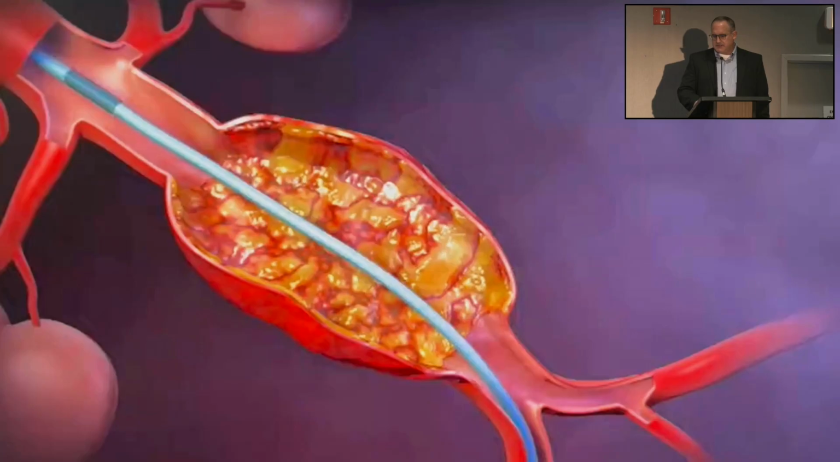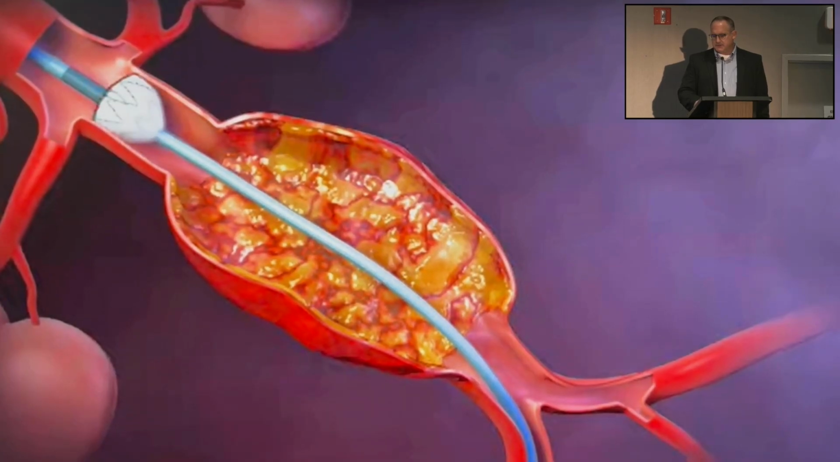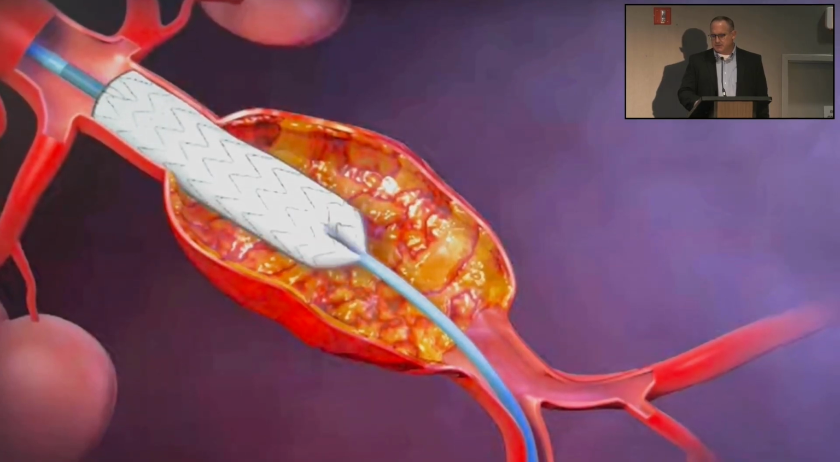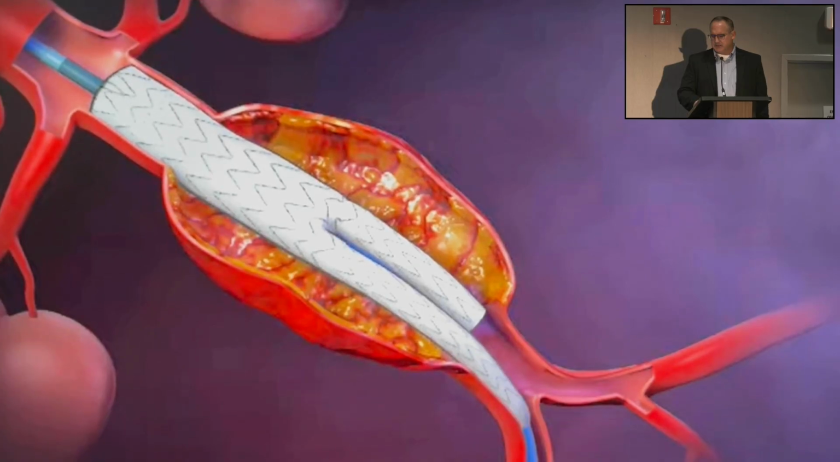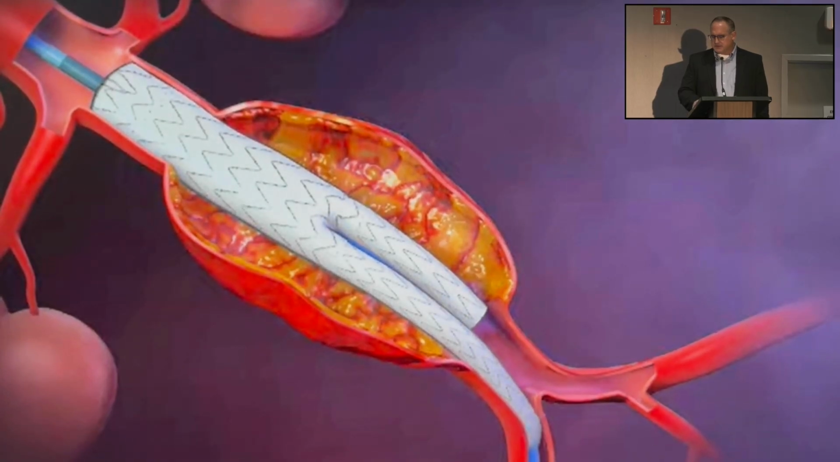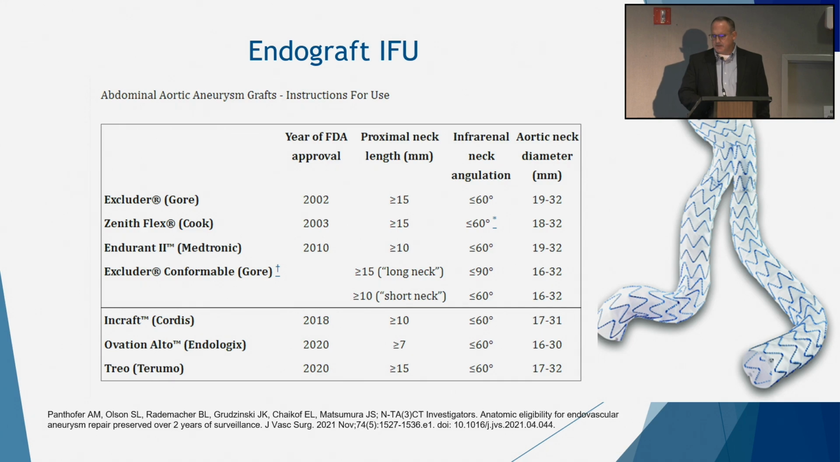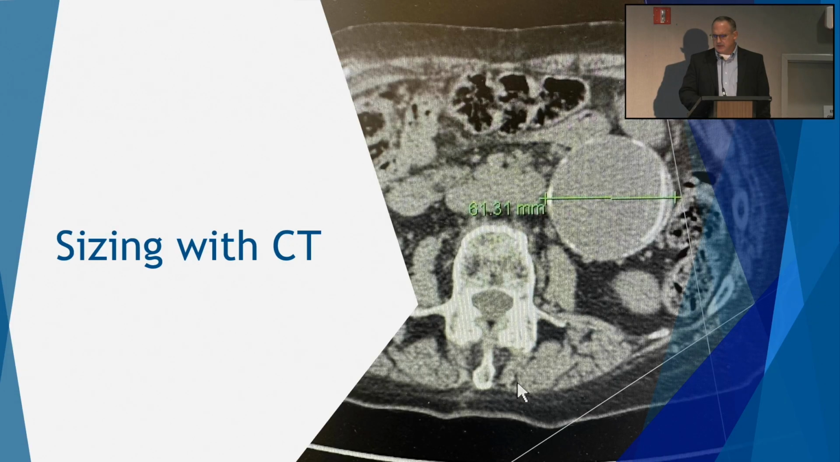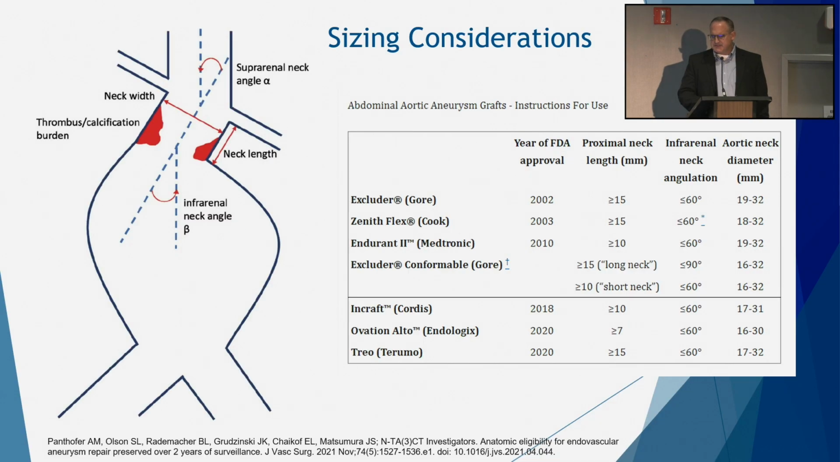And then here is just a little cartoon of how it's actually deployed in the body, and that's your contralateral gate. You usually deploy another limb to seal the bottom. Each of these endografts have IFUs that are basically dealing with how much neck, good healthy aorta you need to provide a good seal zone. We use CT to guide that.